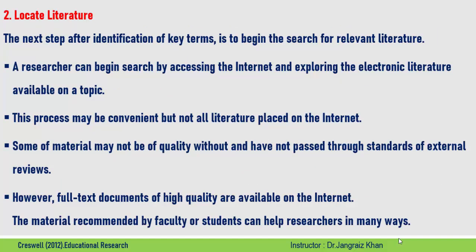Once you identify key terms, the next step is to locate the literature, from where you can get the literature. The next step after identification of key terms is to begin the search for relevant literature. A researcher can begin the search by accessing the internet and exploring the electronic literature available on the topic. You can make use of Google. You can make use of Google Scholar or other search engines in order to locate your literature.